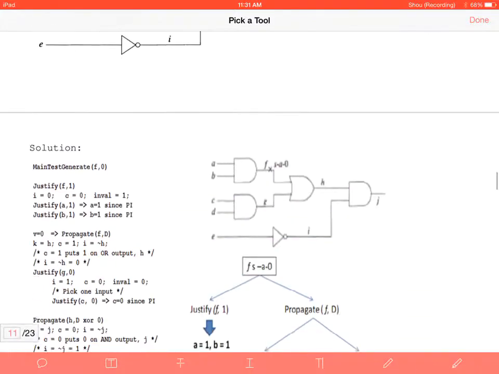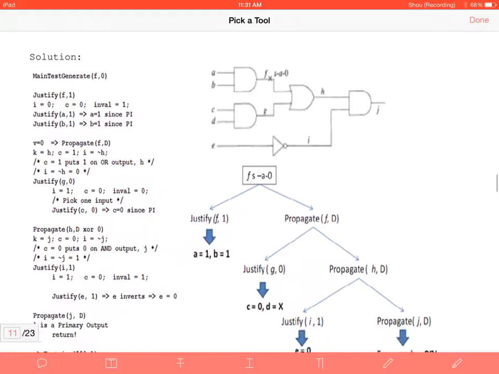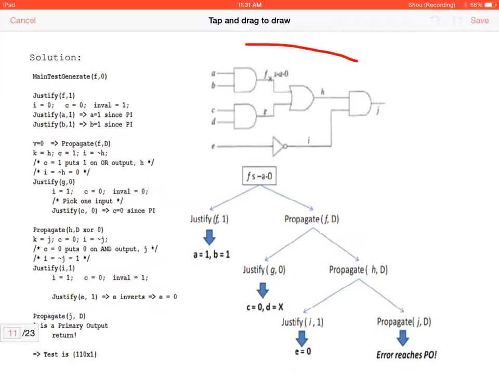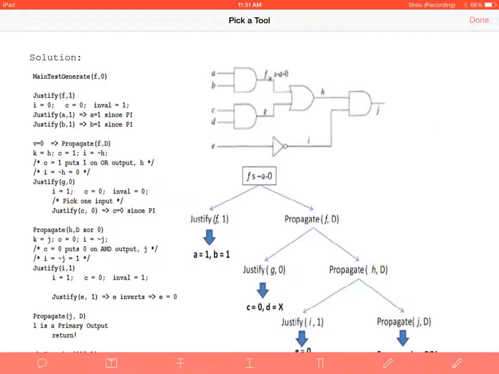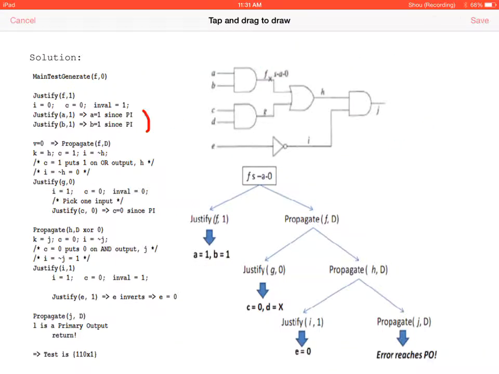Okay, so I've copied the circuit here. So this is our initial circuit. And so the first thing we're going to do, since we have F, we call F1 because we call the inversion of the value. We're going to set I equals 0, C equals 0, and inval is going to be C XOR I, which is going to be 1. Now, here's why that 1 is important. The 1 is important. That means you have to do all of the inputs, right?